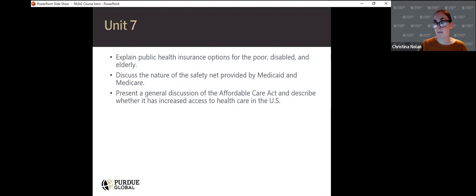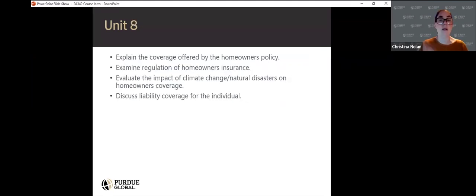Unit 7, we are looking at public health insurance, options for the poor, disabled, and elderly. What happens to them? How are their needs met? We'll look at the safety net that is Medicare and Medicaid. And then we'll look at the Affordable Care Act in more detail and talk about, has this actually increased access to health care in the United States? Have we actually seen that? Now, this becomes more and more relevant every year since it's been enacted, right? Because then we'll really get to see the impact. We've got lots of information now. So those are things we'll look at in class, and maybe in seminar, we can talk about, again, current events related to this.